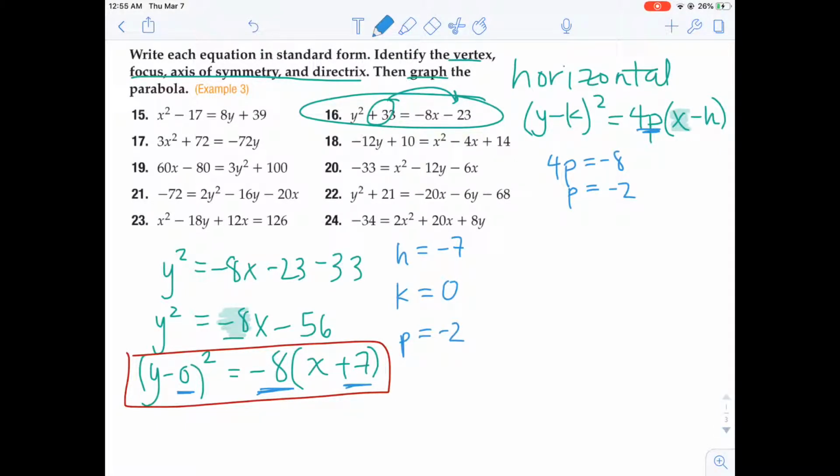This p is telling us the distance from the vertex to the focus and to the directrix, but it's also telling us which direction our parabola is going to open towards. So since we know it's a horizontal parabola, and this is a negative 2, we know that this is going to open to the left side. So we can keep that in mind when we're graphing and checking our graph. So the next thing that we need to do is find the vertex, which is simply just h, k, which is negative 7, 0.